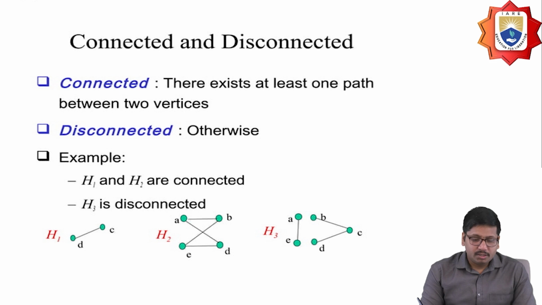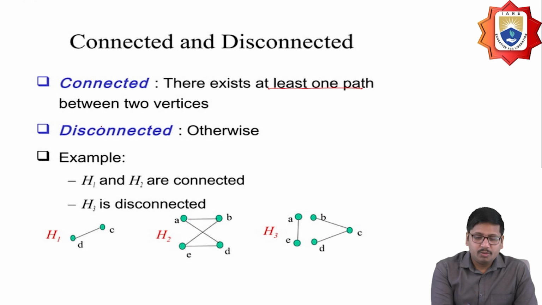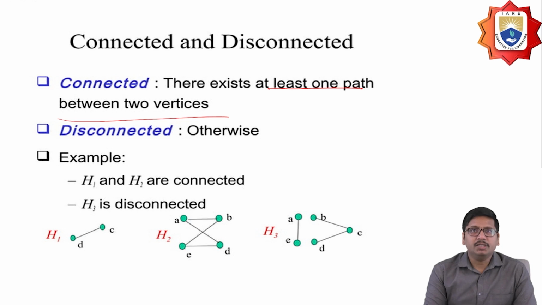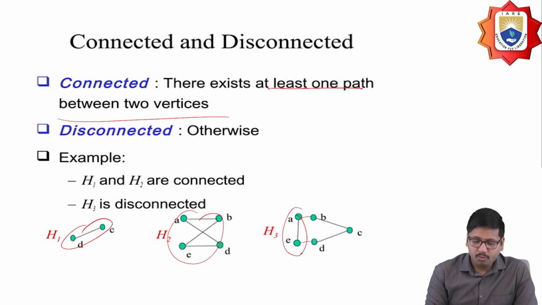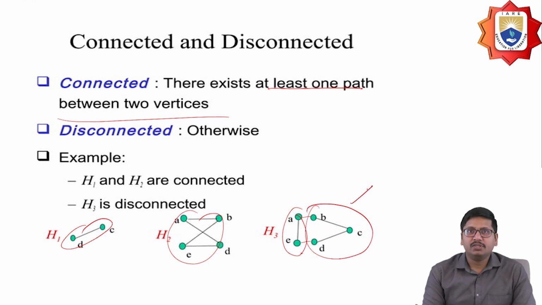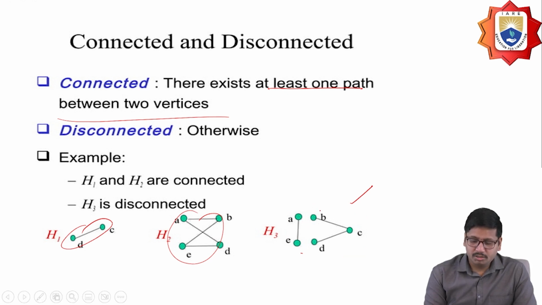So how are we going to say a graph is connected or disconnected? Whenever there exists a path between the vertices, I can say it is connected, otherwise it is disconnected. So H1 and H2 are connected because all the vertices are connected by an edge, right? When it comes to H3, there is no connection from A to B and A to D. These two are separate ones, so I'm going to say this graph is disconnected. There is no proper connection between A to B and A to D.